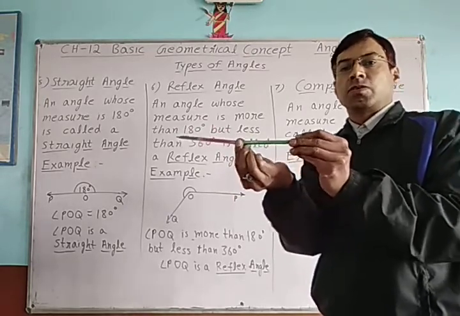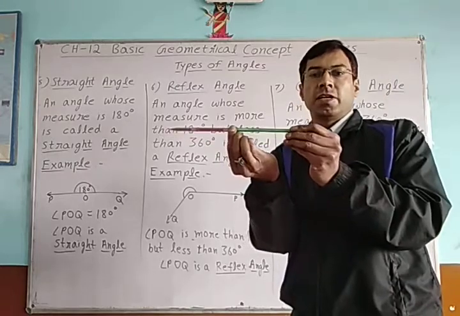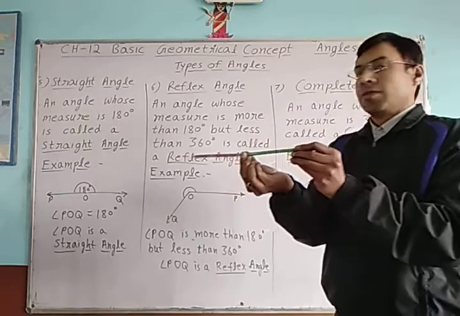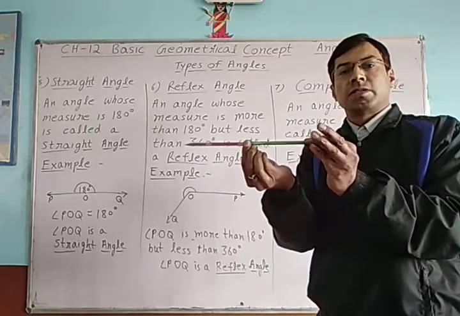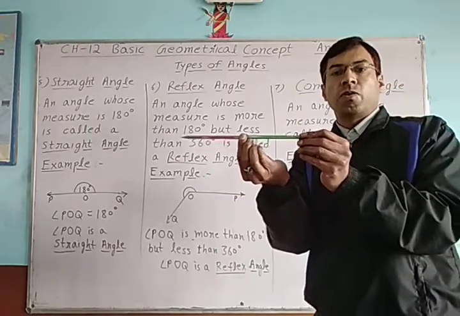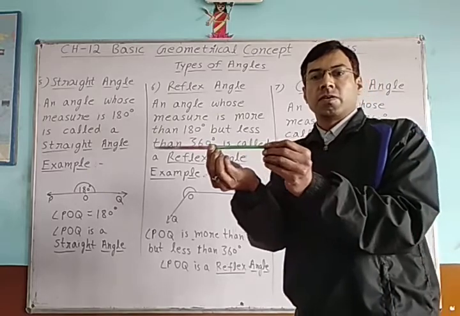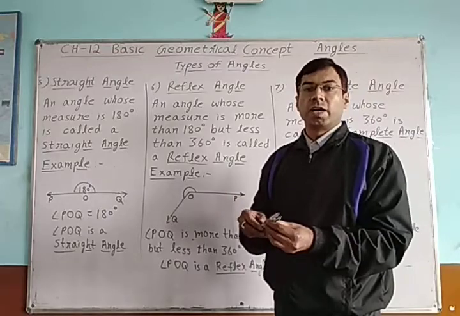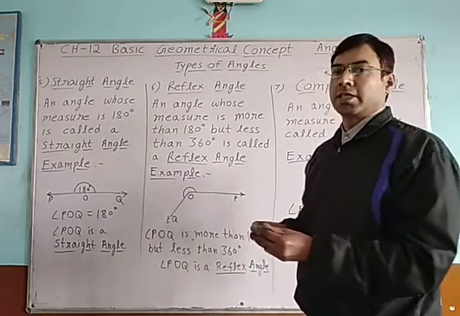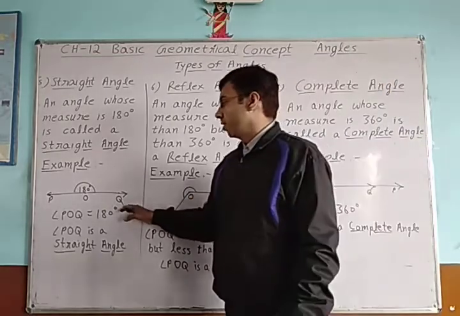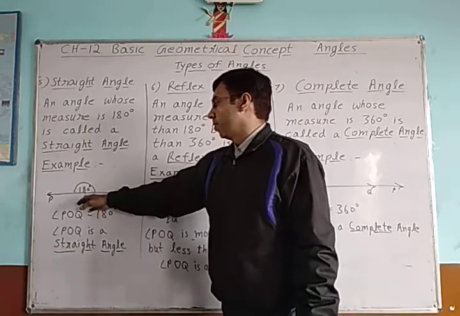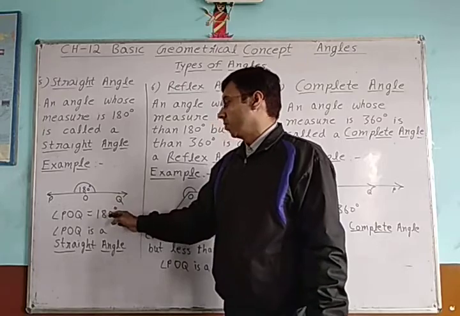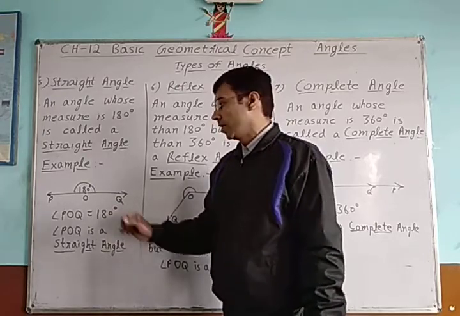When two rays are in a straight line, then they form a straight angle. Clear? When two rays or two arms are in a straight line, they form a straight angle. Clear? 180 degree. So an angle whose measure is 180 degree is called a straight angle. Here you can see in the picture that POQ forms 180 degree. So angle POQ is equal to 180 degree. It is a straight angle.